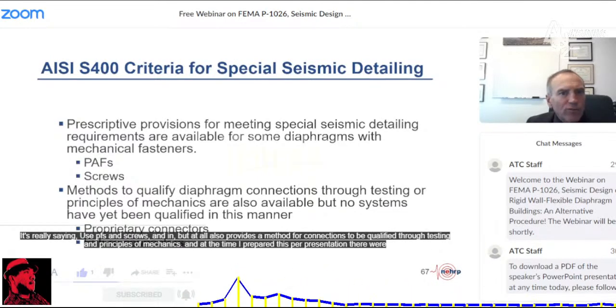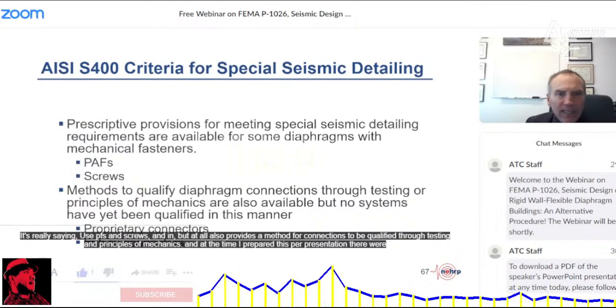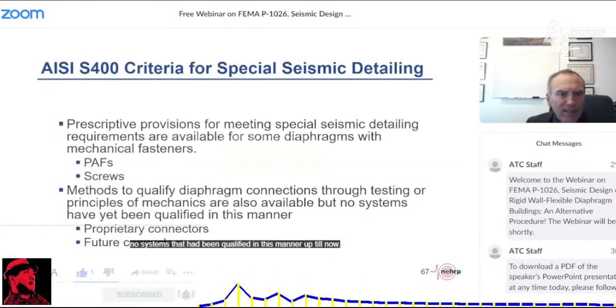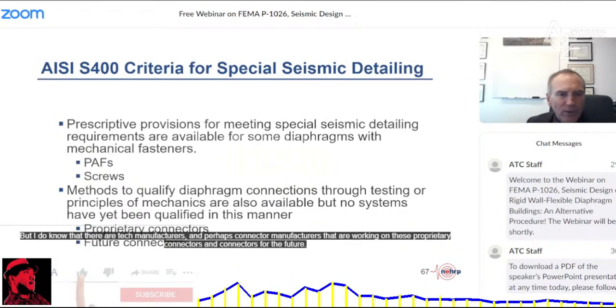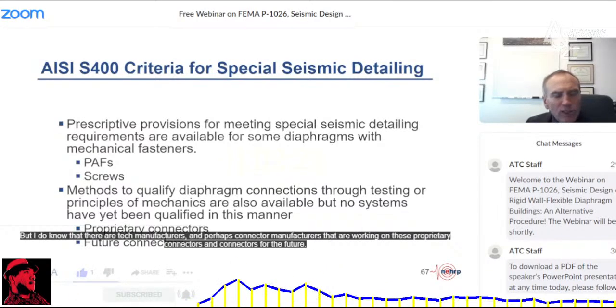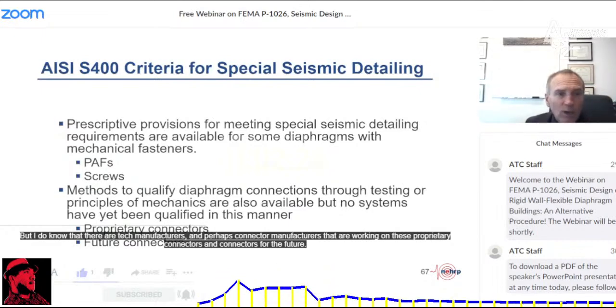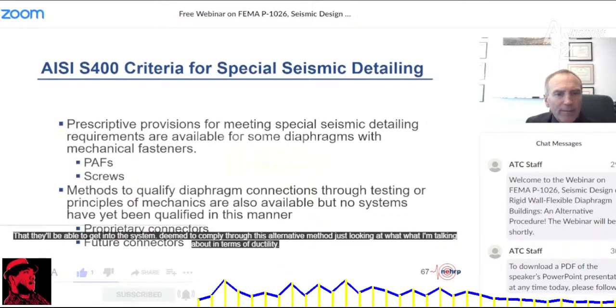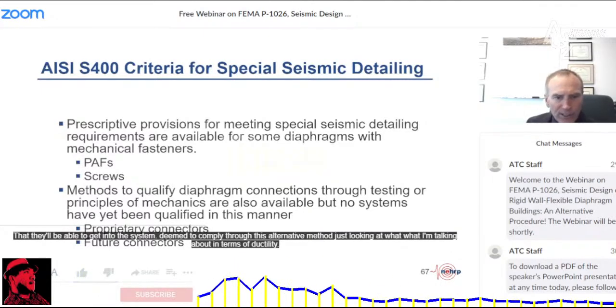detailing. It's really saying use PAFs and screws, but it also provides a method for connections to be qualified through testing and principles of mechanics. At the time I prepared this presentation, there were no systems that had been qualified in this manner, but I do know that there are deck manufacturers and perhaps connector manufacturers working on proprietary connectors for the future that they'll be able to get into the system as deemed to comply through this alternative method.